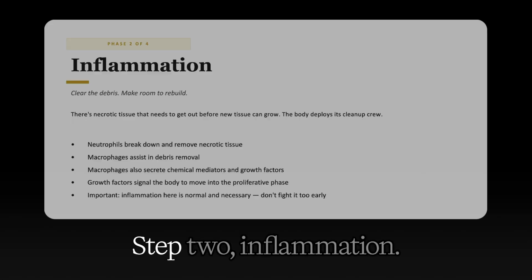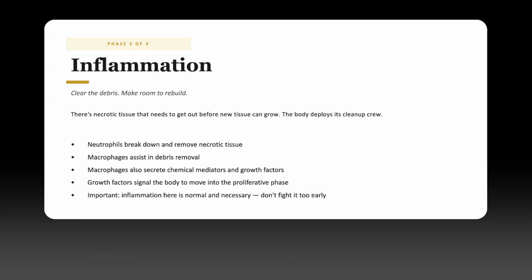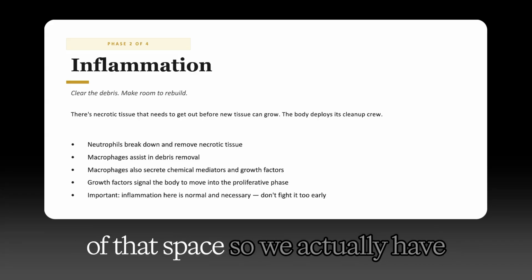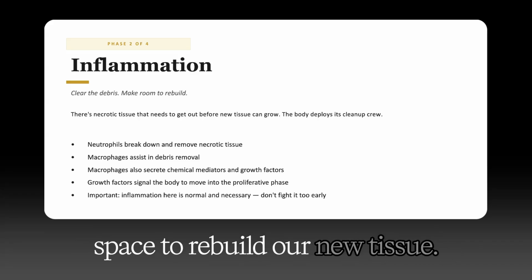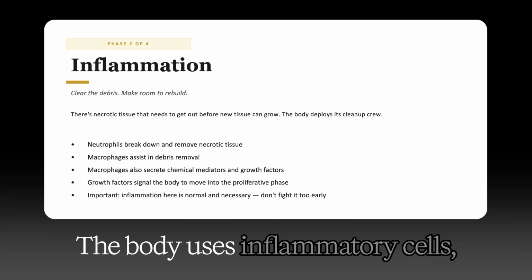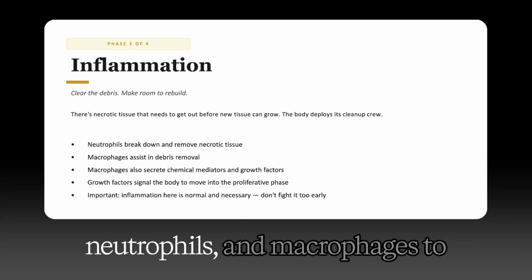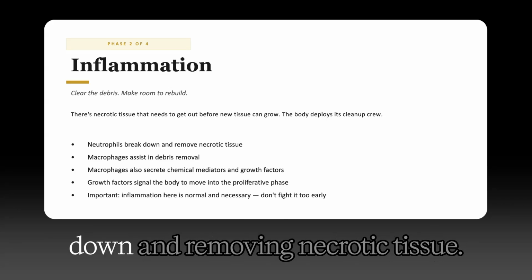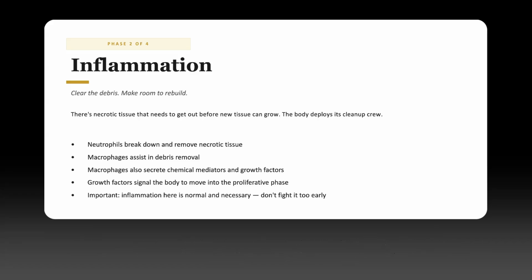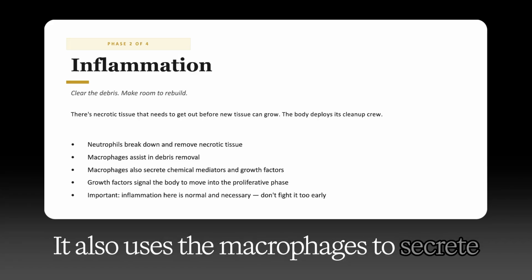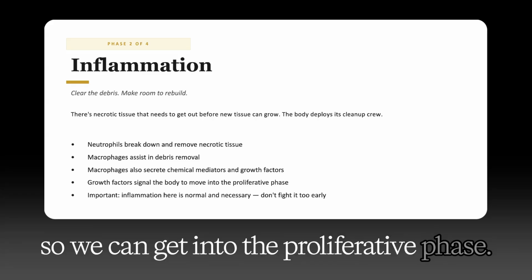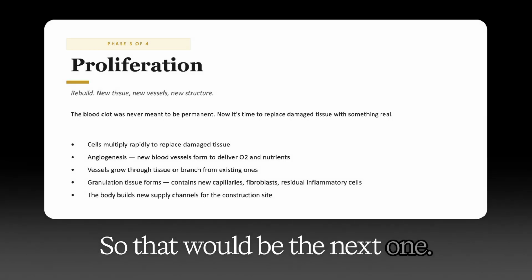Now what? Step 2, inflammation. There's probably some nice, lovely necrotic tissue that needs to get out of that space, so we actually have space to rebuild our new tissue. The body uses inflammatory cells, neutrophils, and macrophages to instigate this process of breaking down and removing necrotic tissue. It also uses the macrophages to secrete chemical mediators and growth factors so we can get into the proliferative phase. So that would be the next one.